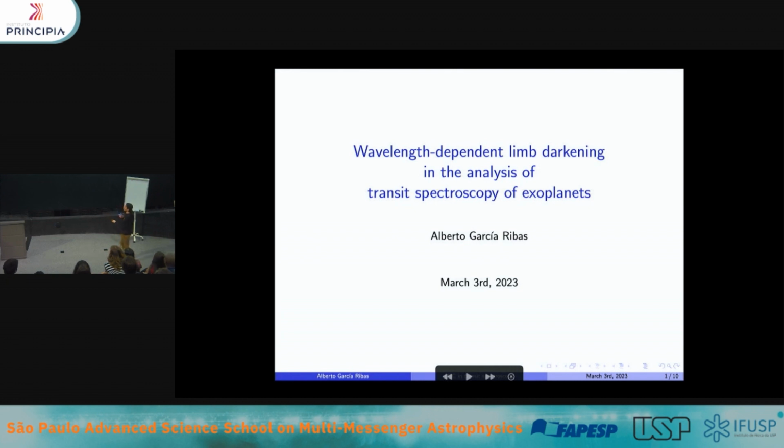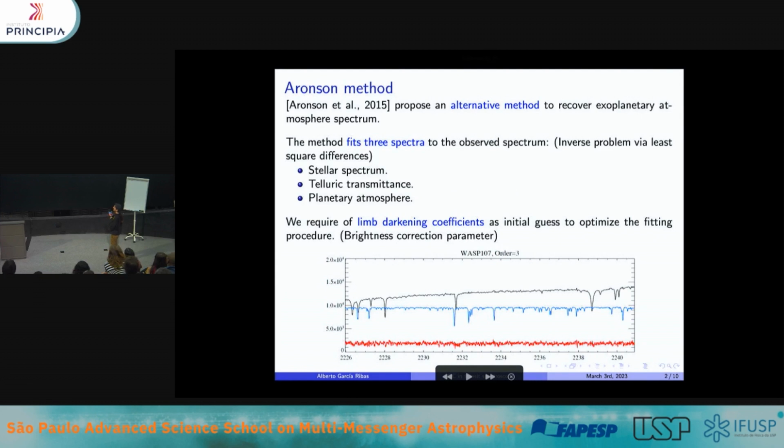Can you pass to the next slide? Basically, when the light of a star from another system goes through the non-transparent atmosphere of the exoplanet, we receive 3 contributions to the light in the spectrum: the stellar spectrum itself from the star, the telluric transmittance of our atmosphere, and finally, obviously, the planetary atmosphere.